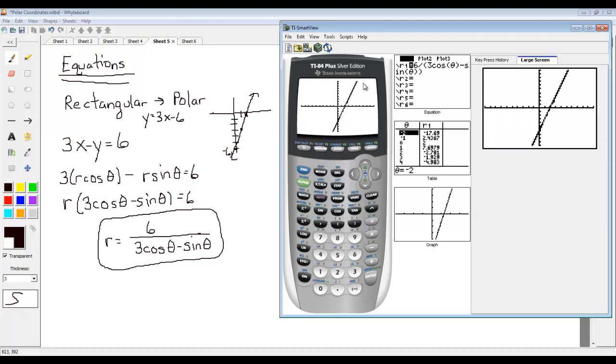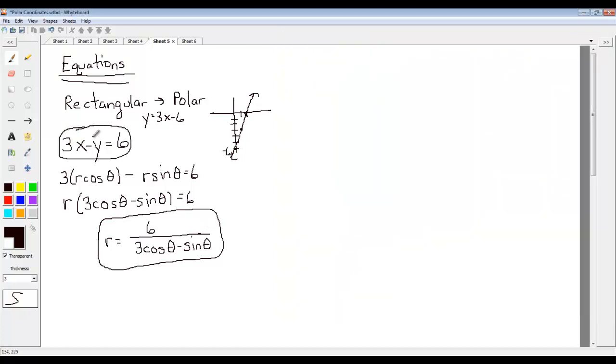All right, there's your line. It has a y-intercept at 0, negative 6, and then it has an x-intercept at 2, 0. But guess what? I didn't graph that line using 3x minus y equals 6. I graphed it using the polar form of the equation. Same line, just two different equation forms to describe the same line. Pretty cool, huh?